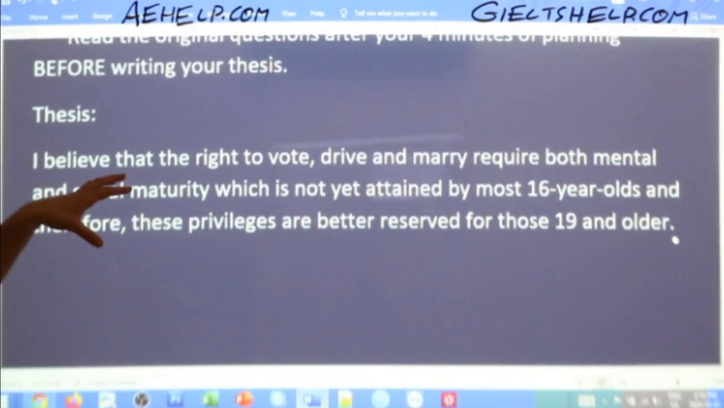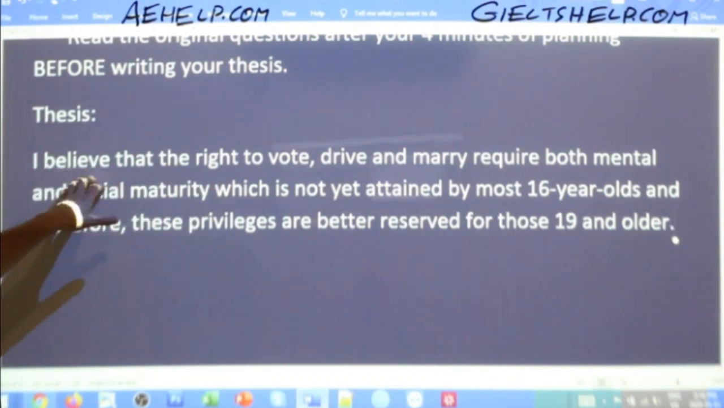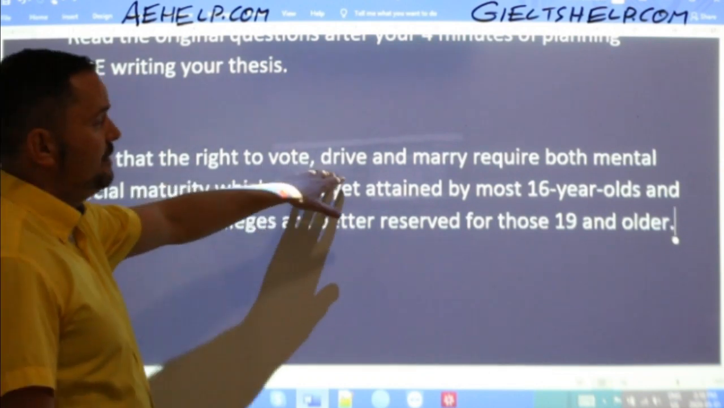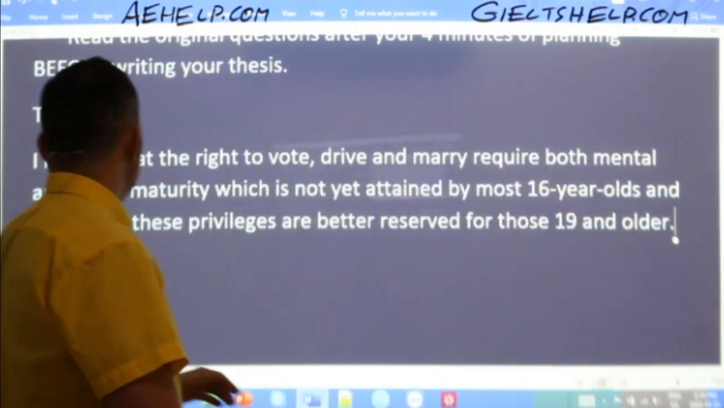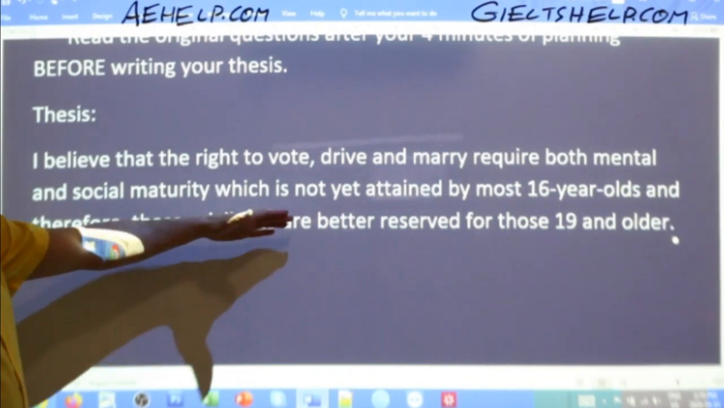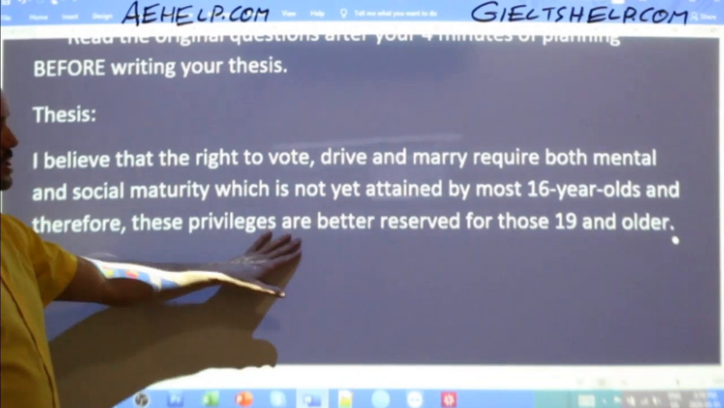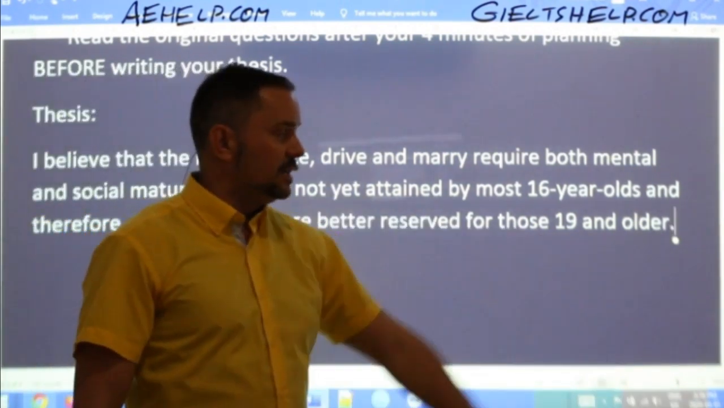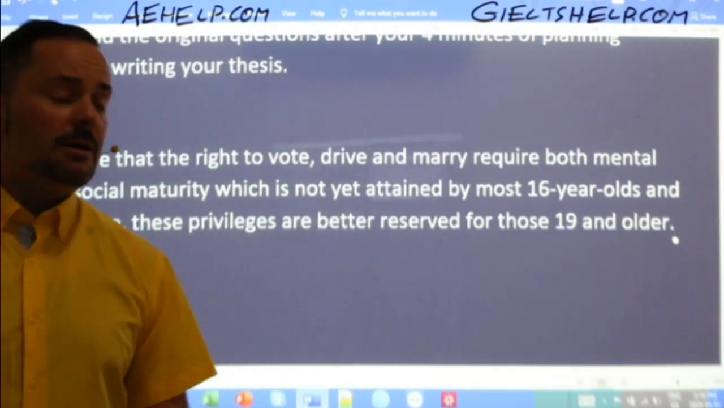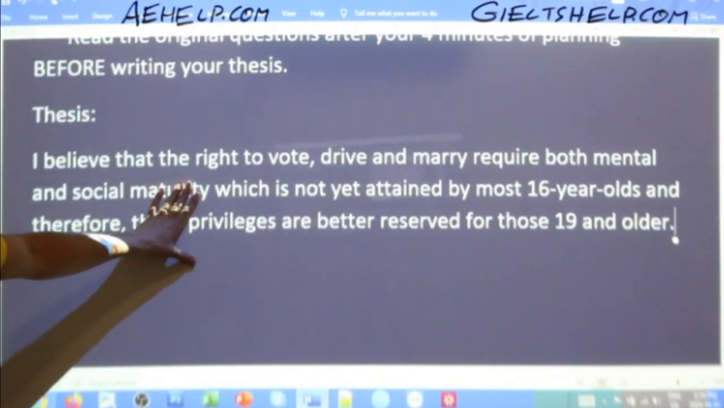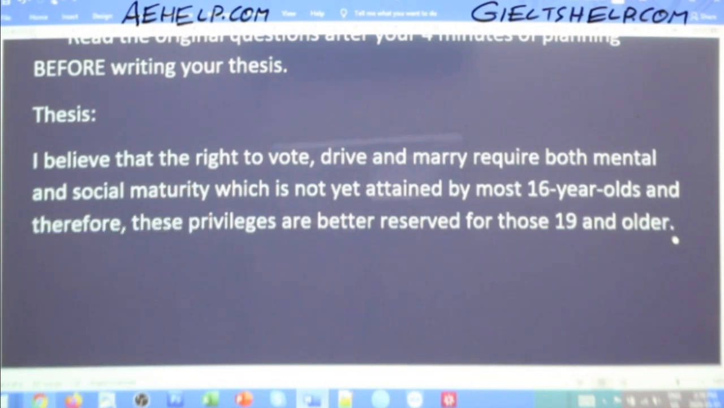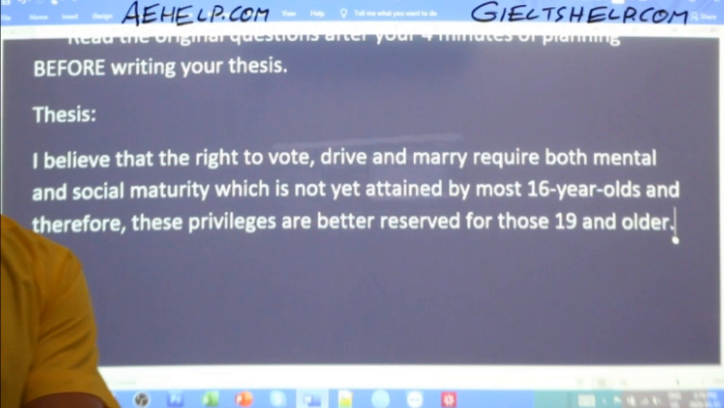Here is my thesis statement. Again, the question looks quite complex, but the answer doesn't have to be so tricky. So I believe that the right to vote, drive, and marry require both mental and social maturity, which is not yet attained by most 16-year-olds, and therefore these privileges are better reserved for those 19 and older. Okay, so see how I kept my thesis fairly short. Now, what do you think will be my body paragraphs? So what will be my body 1, body 2, according to my thesis?